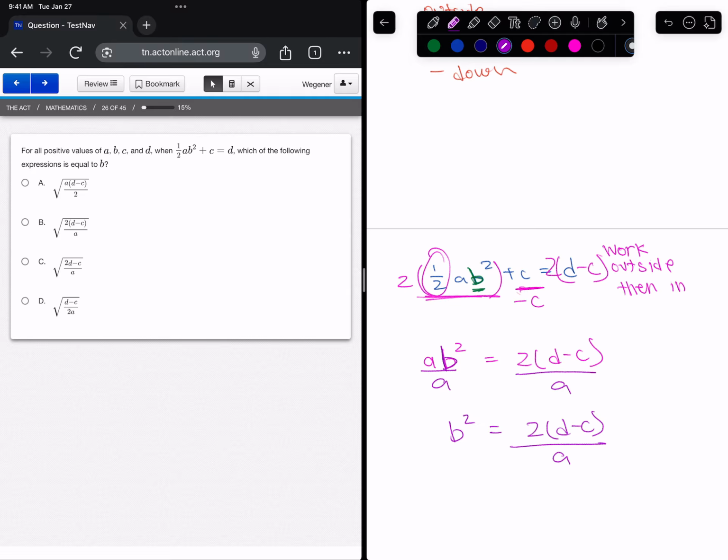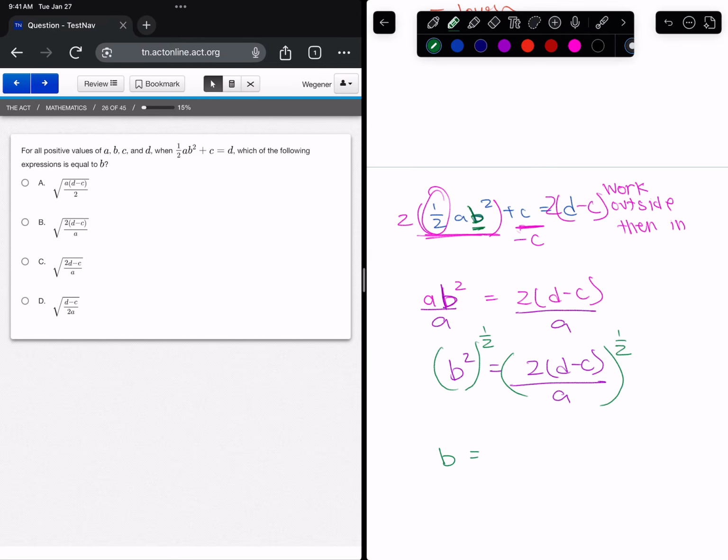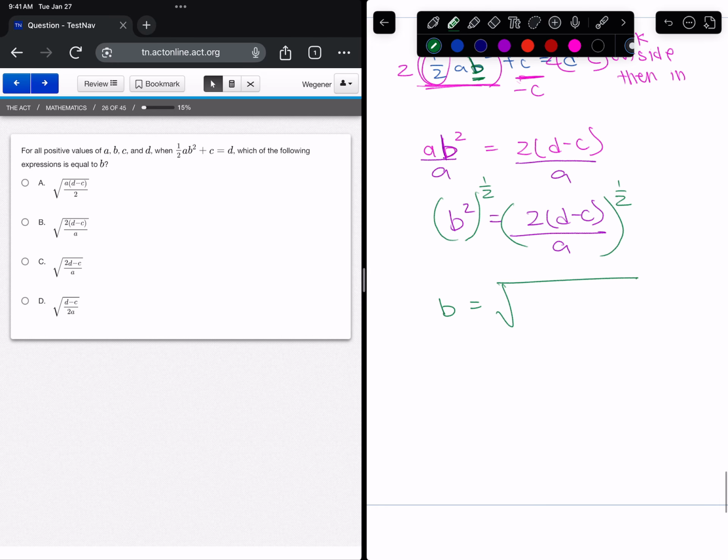Now, what is the opposite of taking something to the power of? Because here, we have B squared. We want to get rid of that exponent. You can go ahead and take both sides to the power of that reciprocal, so 1/2. And remember, taking something to the power of 1/2 is the same thing as square rooting. So B is equal to, well, the 1/2 and 2 just becomes a 1, which we're not going to write down. We just know that there's a 1 in the exponent there. 1/2 is the same thing as square root when it's in the exponent. So we have the square root of 2 times the D minus C all over A.